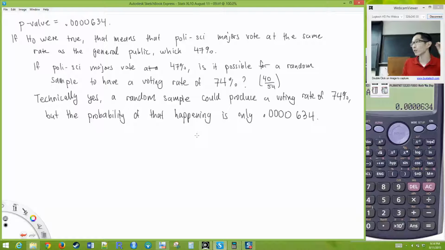So rather than continue to assume that the proportion is 47%, we would say this gives us pretty good reason to doubt that poli-sci majors vote at a rate of 47%, but rather something else, probably something higher. It doesn't tell us the rate that they do vote, but it does tell us that I don't think this number 47% is correct. Does that line of reasoning make sense? This is how all of hypothesis testing is done. We say, let's assume this statement is true. If this were true, could my data look like this? And if the answer is technically yes, but really unlikely, we say this assumption is probably wrong.